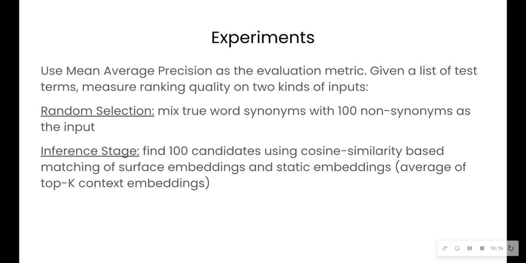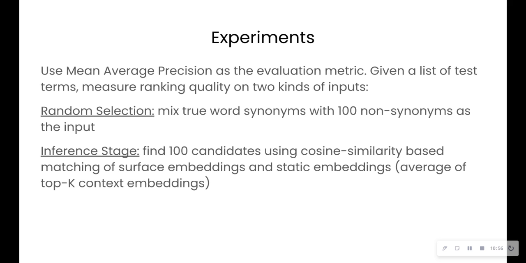Now, to see if this actually works, we use the mean average precision metric. It's a popular ranking metric that'll give a ranking of elements, figure out how good that ranking is. So given a list of test terms, we measure the ranking quality on two kinds of inputs. The first input is called a random selection input, where for each test term, we take all the true synonyms of that term and mix it with 100 non-synonyms as the input. And then we rank them using the model and use mean average precision to measure how good that ranking is. The second is more practical, because in a practical scenario, this might not always work.